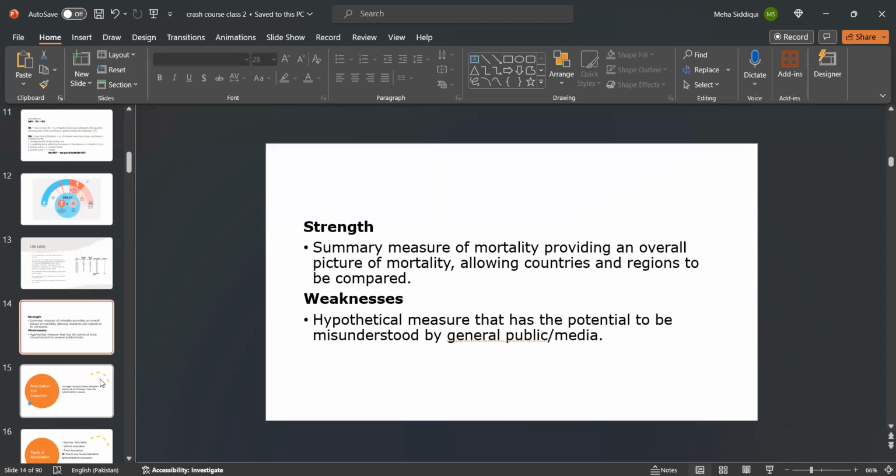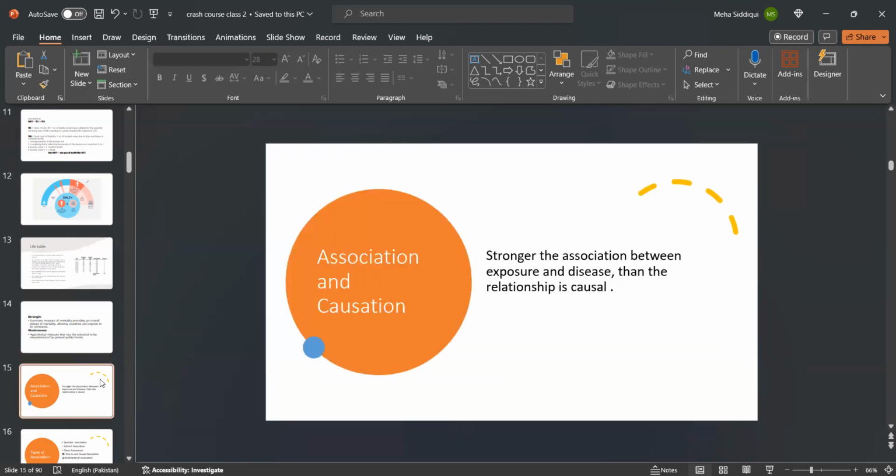The strength of life tables is that they are a summary measure of mortality, providing an overall picture of mortality and allowing countries and regions to be compared. However, the weakness is that it is a hypothetical measure that has the potential to be misunderstood by the general public. Then comes our second topic, that is association and causation. The stronger the association between exposure and disease, the more likely the relationship is causal.